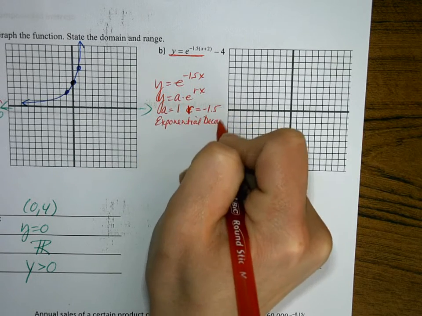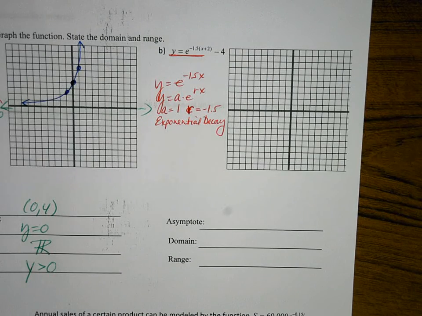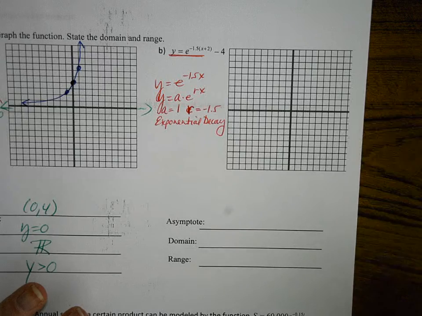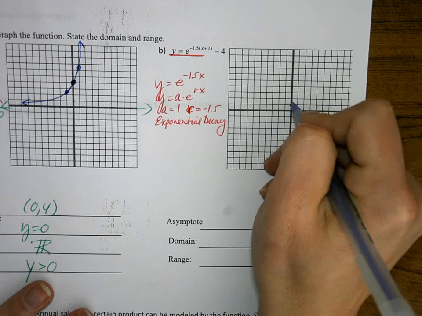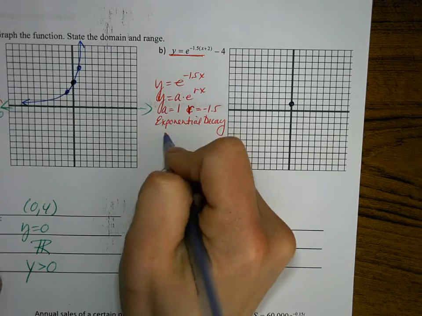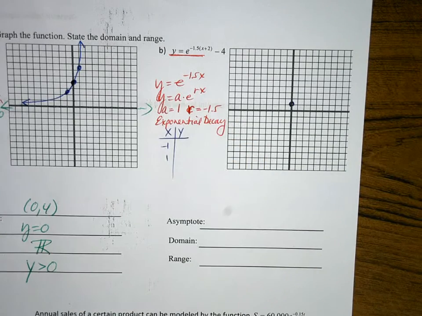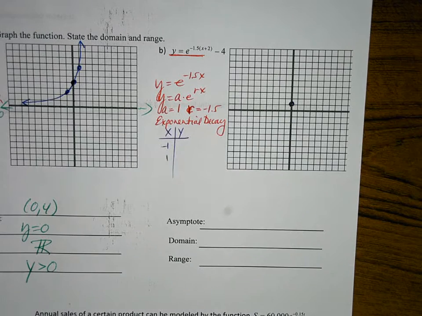All right, looking at this graph. Give me a point on this graph, Brooklyn. 0, 1. All right, gonna graph 0, 1. All right, need to find a couple other points. Build my XY table, plug in -1 and +1. Let's find out what the Y values are for that parent function.